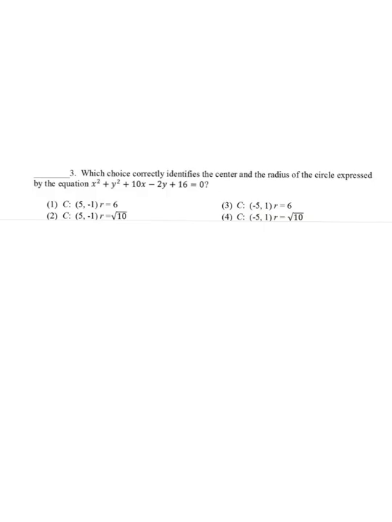Number 3. Which choice correctly identifies the center and the radius of the circle expressed by the equation x squared plus y squared plus 10x minus 2y plus 16 is equal to 0? So the first thing you need to do is group the like variables together. So x squared plus 10x, leave a space, plus y squared minus 2y, and that's equal to a negative 16.